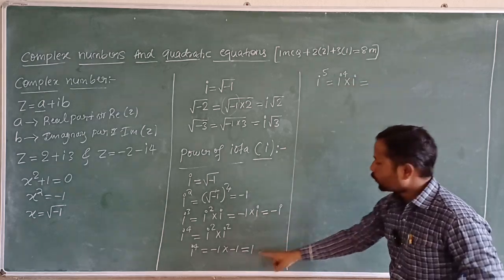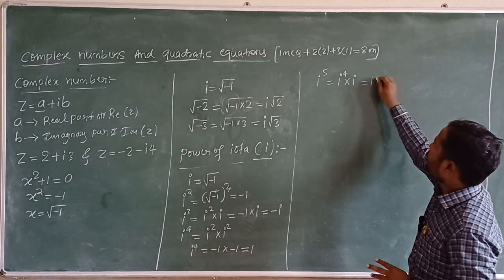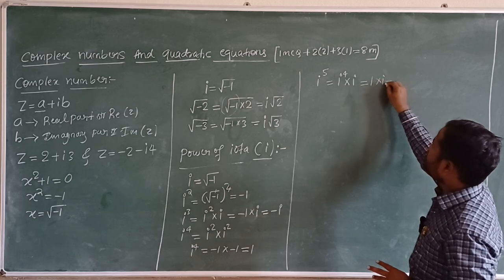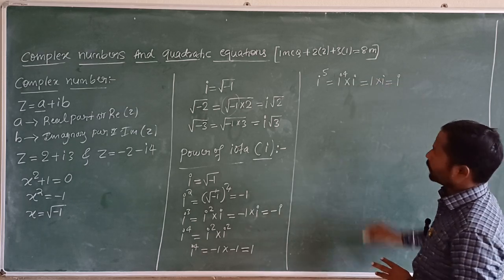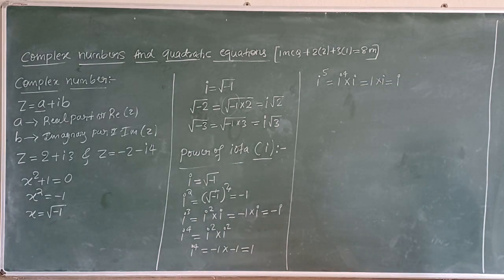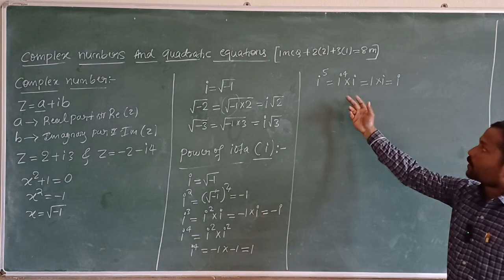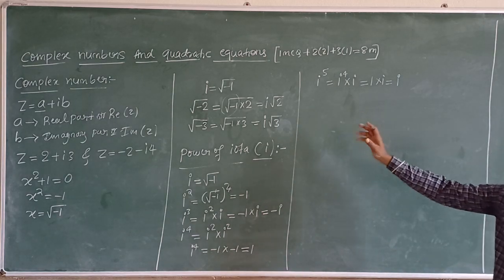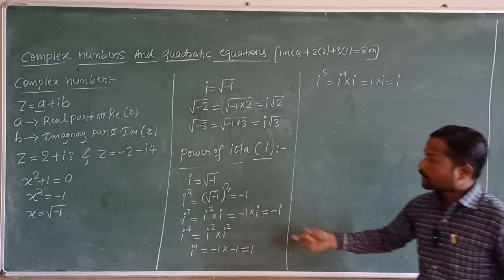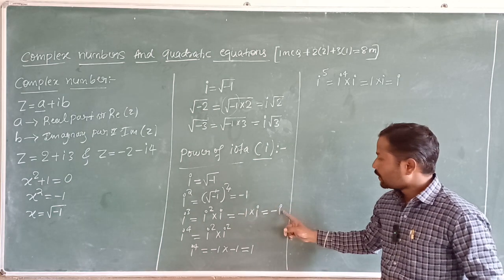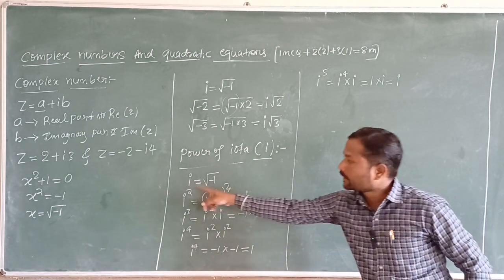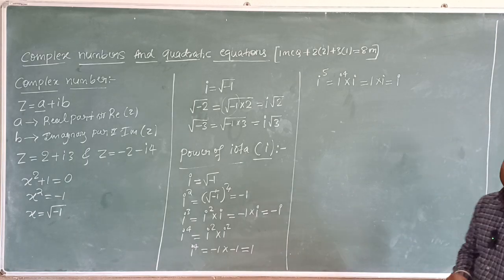What is the i to the power 4 value? That is 1 into iota, which equals iota. Now, i to the power 5, i to the power 6, i to the power 7, i to the power 8, whatever it is, the answers are repeated. That is -1, plus 1, minus i, and plus i. There is no chance of anything other than these.